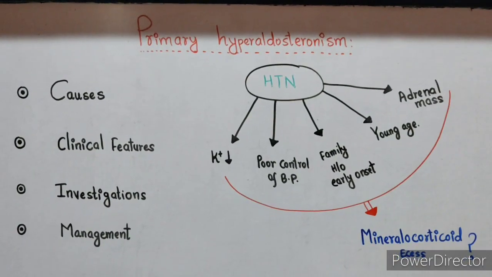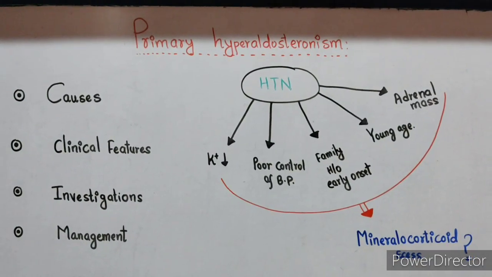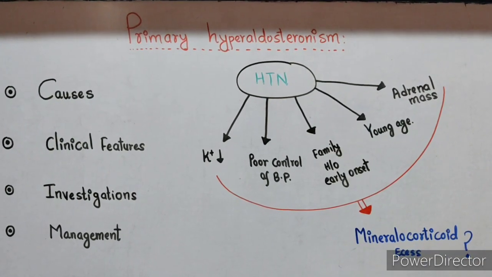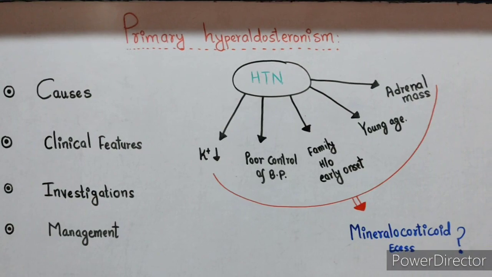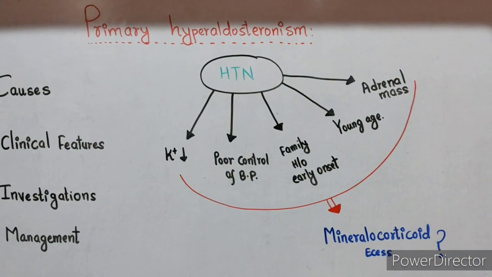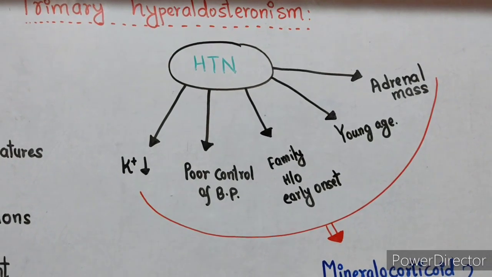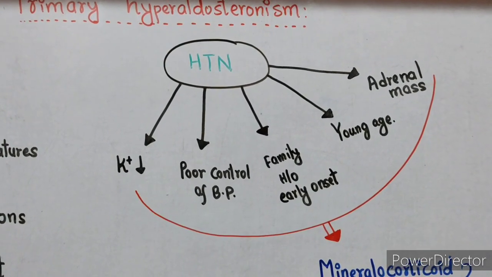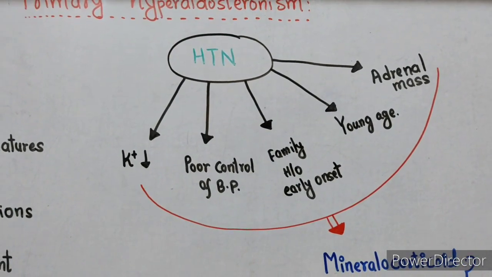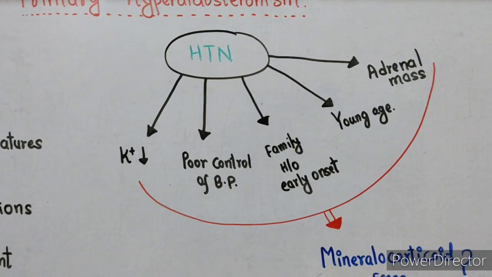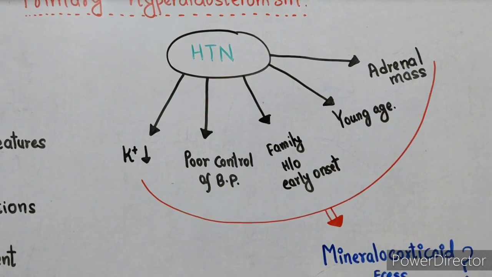At the end, we will learn about causes, clinical features, investigations and management of primary hyperaldosteronism. And one important thing to know is, if in hypertensive patients there are indications like hypokalemia, there is poor control of blood pressure, that is, the patient is taking more than 3 drugs for controlling blood pressure but it is not being controlled, that is, it is drug resistant.